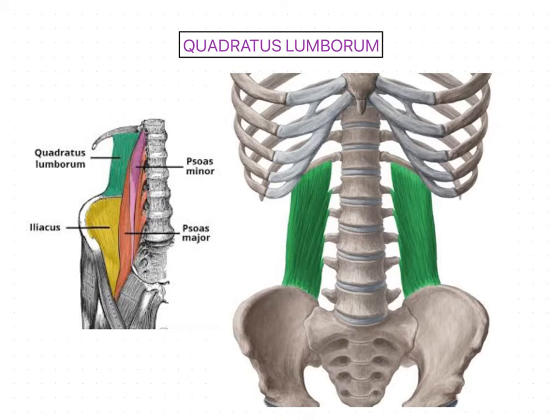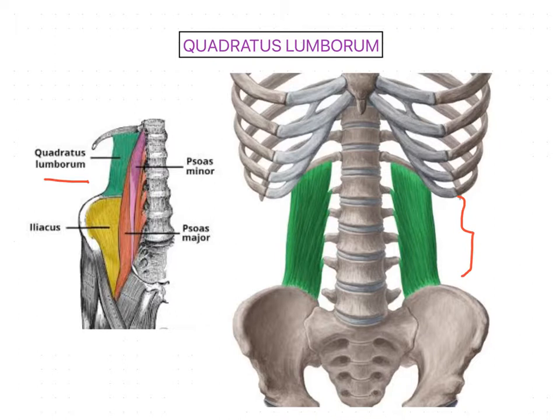Dear students, welcome back. In the previous session, we discussed a posterior abdominal wall muscle, that is iliacus. Now we are going to discuss another important posterior abdominal wall muscle, that is quadratus lumborum muscle. This is a quadrate muscle lying in the lumbar region.